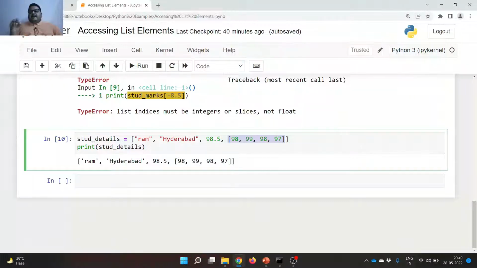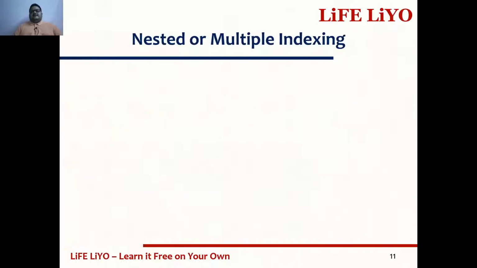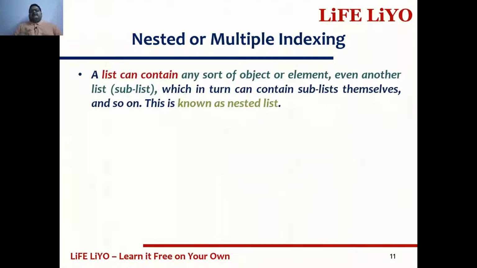Now, you may get a doubt that, sir, how can we access this 97 by using indexing, either positive or negative? That is nested or multiple indexing. So a list can contain any sort of object or element, even another list, which means it consists of sublists themselves. They are known as nested lists. That means a list inside another list.